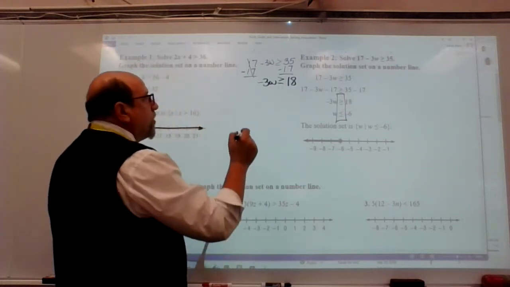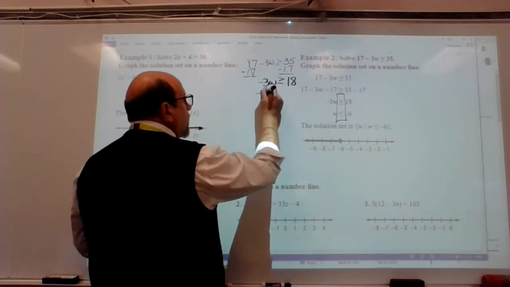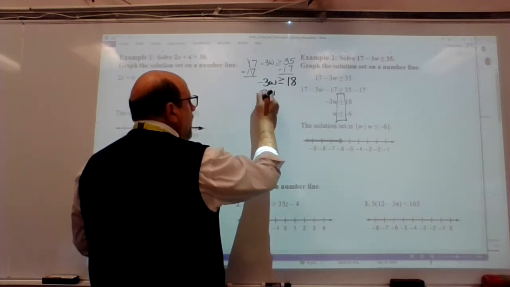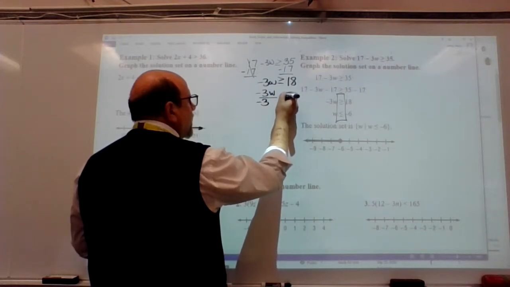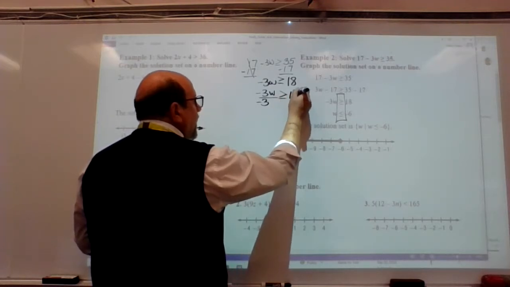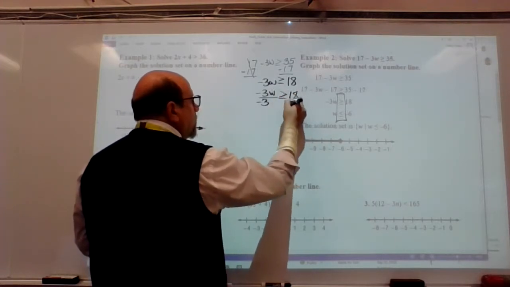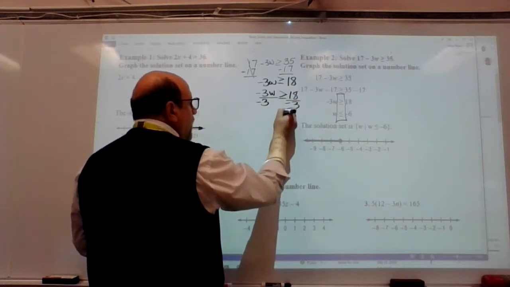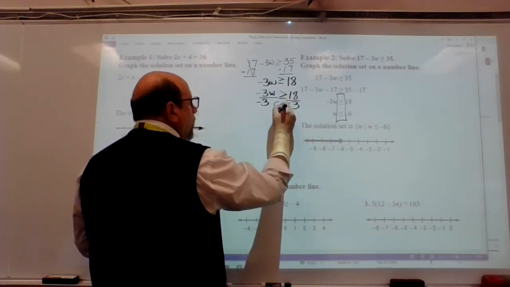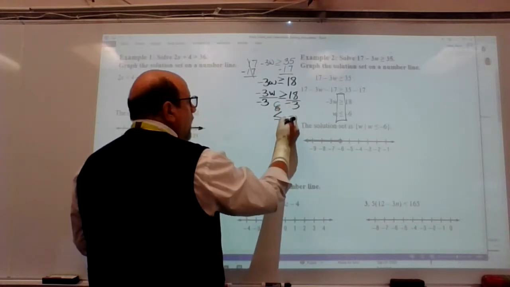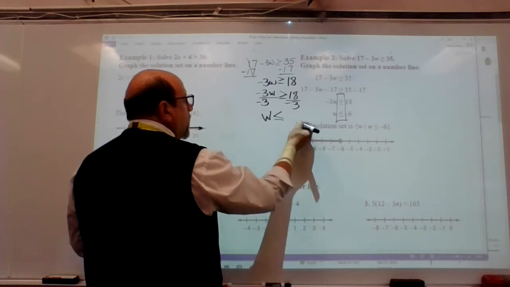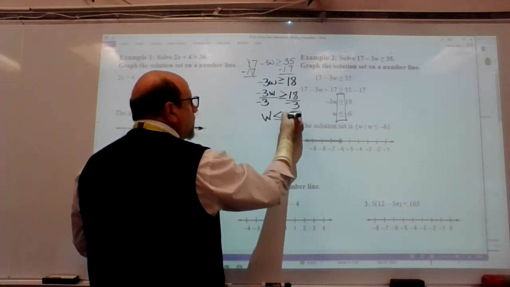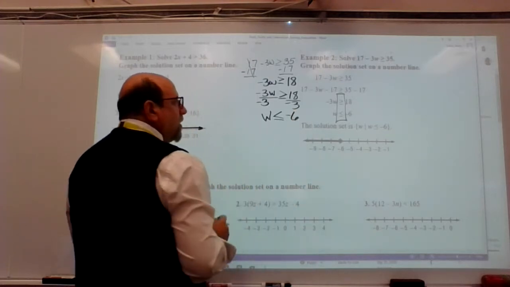And so I'm going to rewrite this here. Negative 3w divided by negative 3 is greater than or equal to 18. Now that I've divided both sides by negative 3, I turn the inequality symbol around. I flip my inequality symbol around, and I say that w is less than or equal to negative 6.